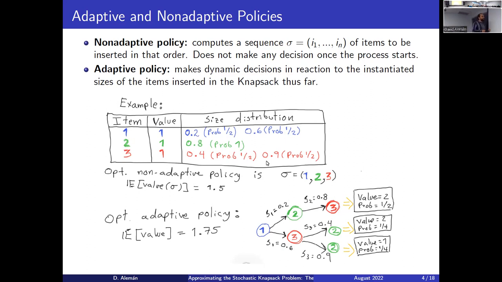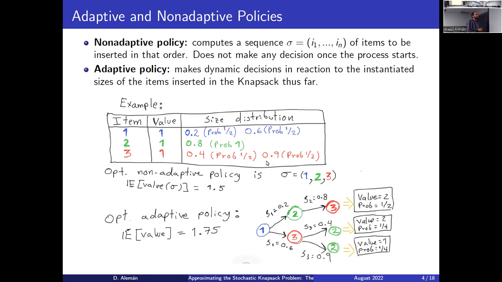Now, there's a recurring theme with these adaptive policies. Adaptive policies can always be viewed as a decision tree. So just as non-adaptive policies can be viewed as a sequence, adaptive policies can be viewed as a decision tree. So we start by inserting one particular item, depending on what's best to us, and then based on the outcome of its instantiated size, we get to decide which item to insert next, right? So for instance, a sequence can also be viewed as a decision tree, but in that case, in the level K of the decision tree, the item will be the same. So there's not much sense in viewing non-adaptive policies as decision trees.